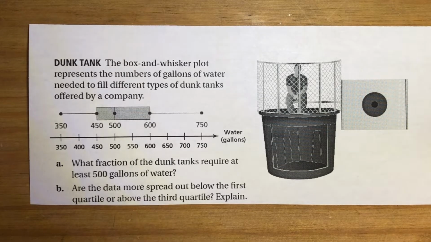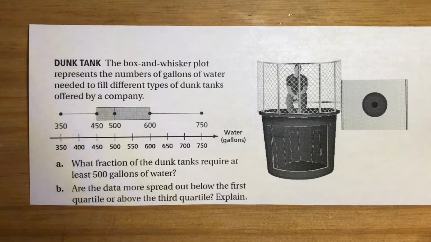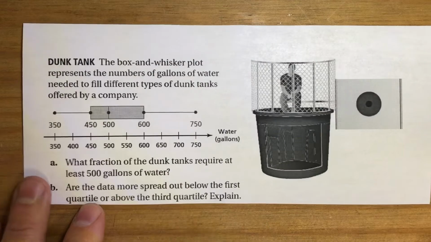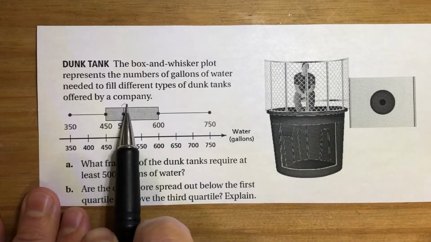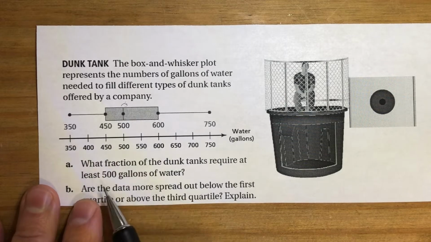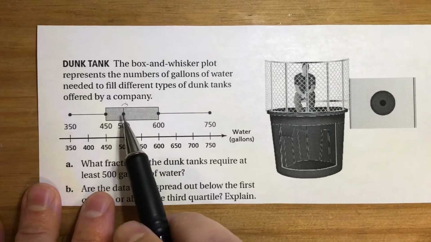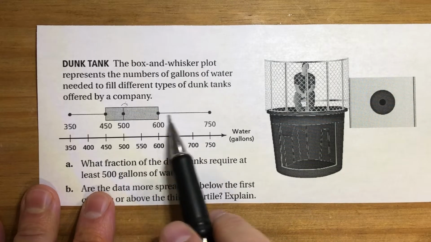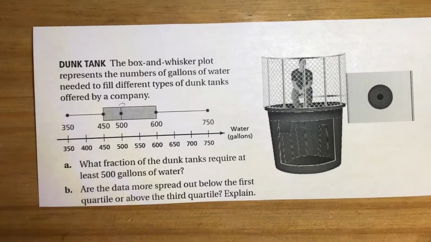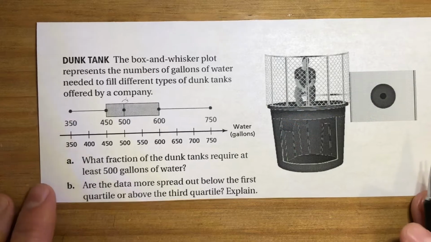So it wants to know what fraction of the dunk tanks require at least 500 gallons of water. And the cool thing here is you don't actually need to do any math to figure out that fraction. We know that each section of the box and whisker graph represents 1/4. So here's 500 gallons. It wants to know how much has at least 500 gallons. Well, it'd be anything from here to the right, which is 1/4 plus 1/4. So it'd be 1/2 or 2/4 of the data.